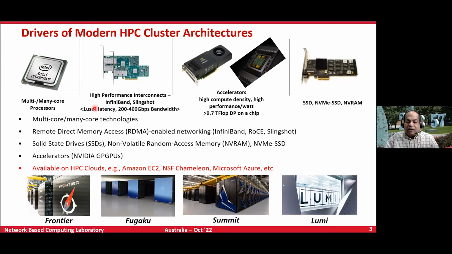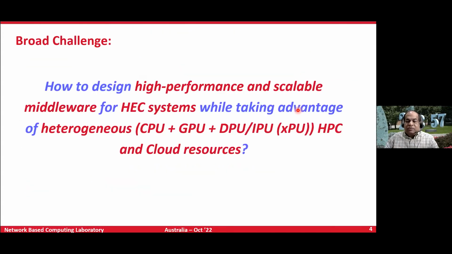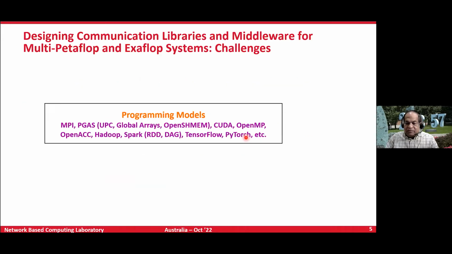What I mean by that, we have commodity processors, commodity networks, commodity accelerators, SSDs, and all. So we are taking all these components. They are all different. They have all different features. You have CPUs, GPUs. Now the DPU has come. So then the question is, how do we build the software stack? That's what will be the broad challenge here. I'll be trying to answer this question. How to design high performance and scalable middleware for all these high-end computing systems while taking advantage of these heterogeneous resources, both on-premise as well as on the cloud?